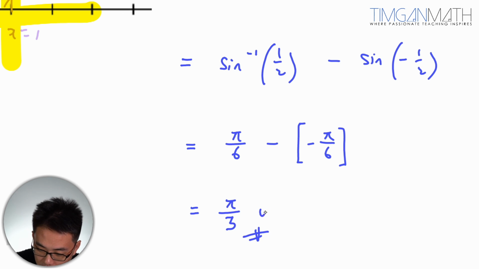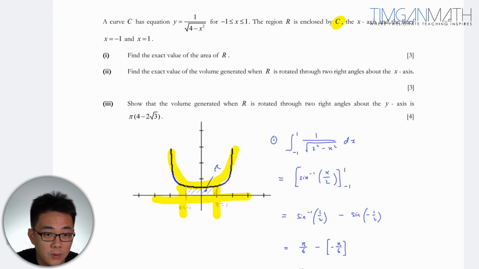So there you go. You can just put square units there. Great, so this is how you do the first part here.